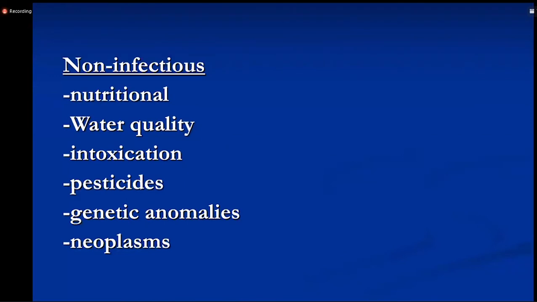As far as the causes of disease, we can break it out into two basic groups. The first that we have are the non-infectious diseases, and these are generally caused by non-living entities or conditions. They could be anything from nutritional deficiencies, changes in water quality that exceed the tolerance levels of the animal, some kind of natural intoxication, such as algal toxins that are being released.